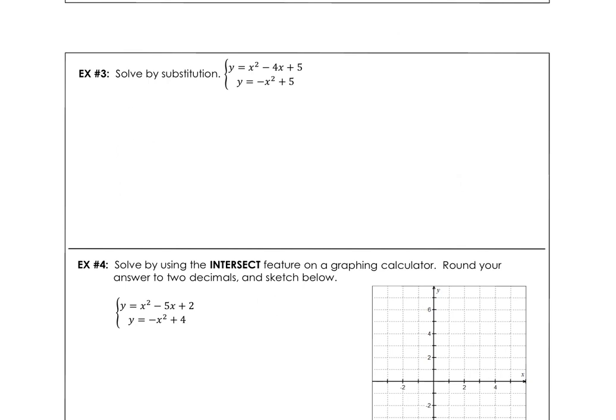Example 3 is also an example of solving by substitution. It would be a good chance for you to turn off your video and try on your own, and then come back to check your work against mine.